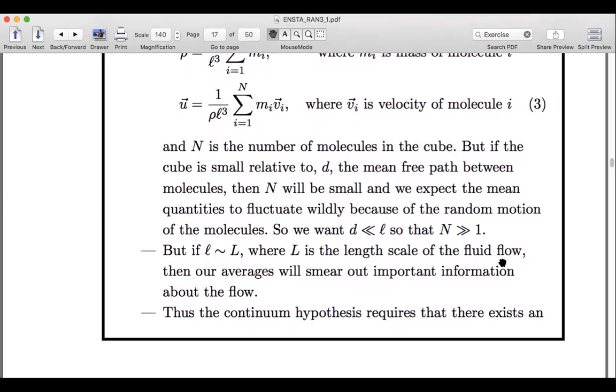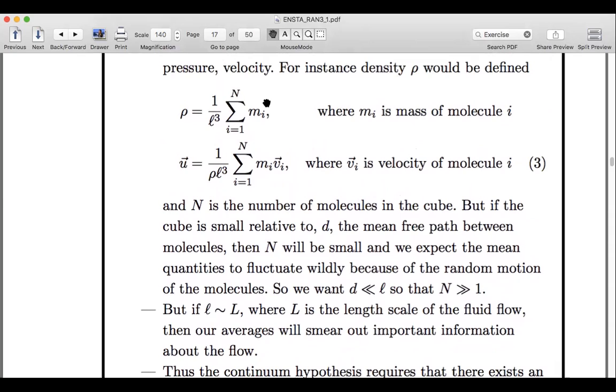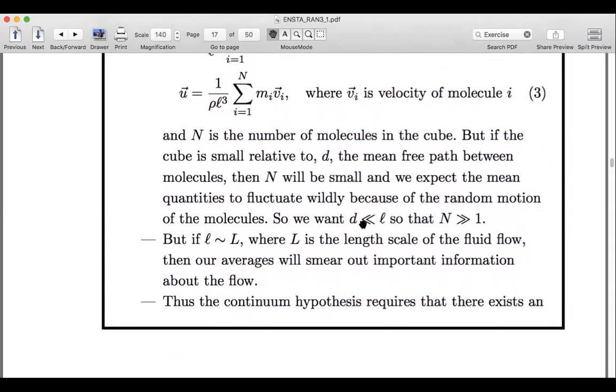So what do I mean by the length scale? I mean a length over which the properties we want to describe, such as the velocity, the temperature, the pressure, vary over length scales of the order of capital L. Then there would be a problem if we made our cube so large that it was approaching that length scale, because then these averages would smear out the variations that we're interested in. So we'd be losing information about the flow.